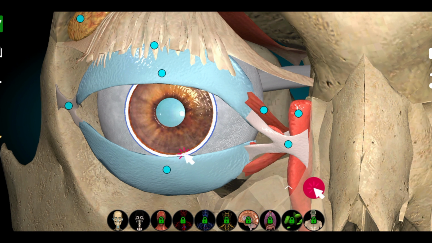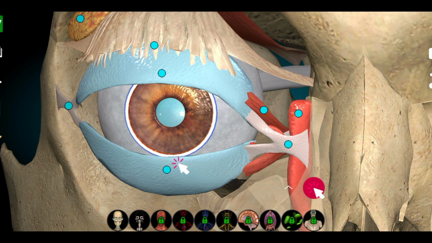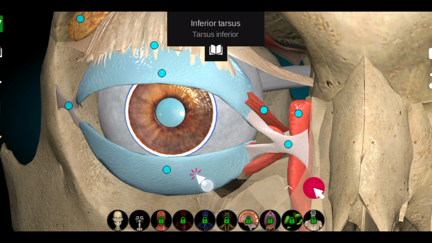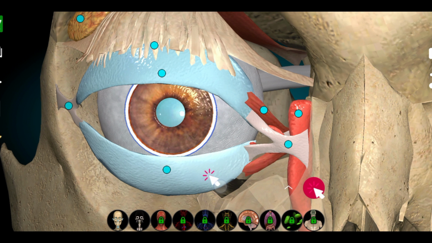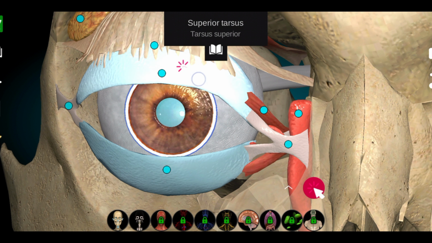Now what are the functions of the superior tarsus and inferior tarsus? These are basically structural muscles which help to maintain the elevation of the eyelids. The superior tarsus helps to elevate the upper eyelid, and the inferior tarsus is responsible for lowering the lower eyelid. So this is the inferior tarsus and this is the superior tarsus.